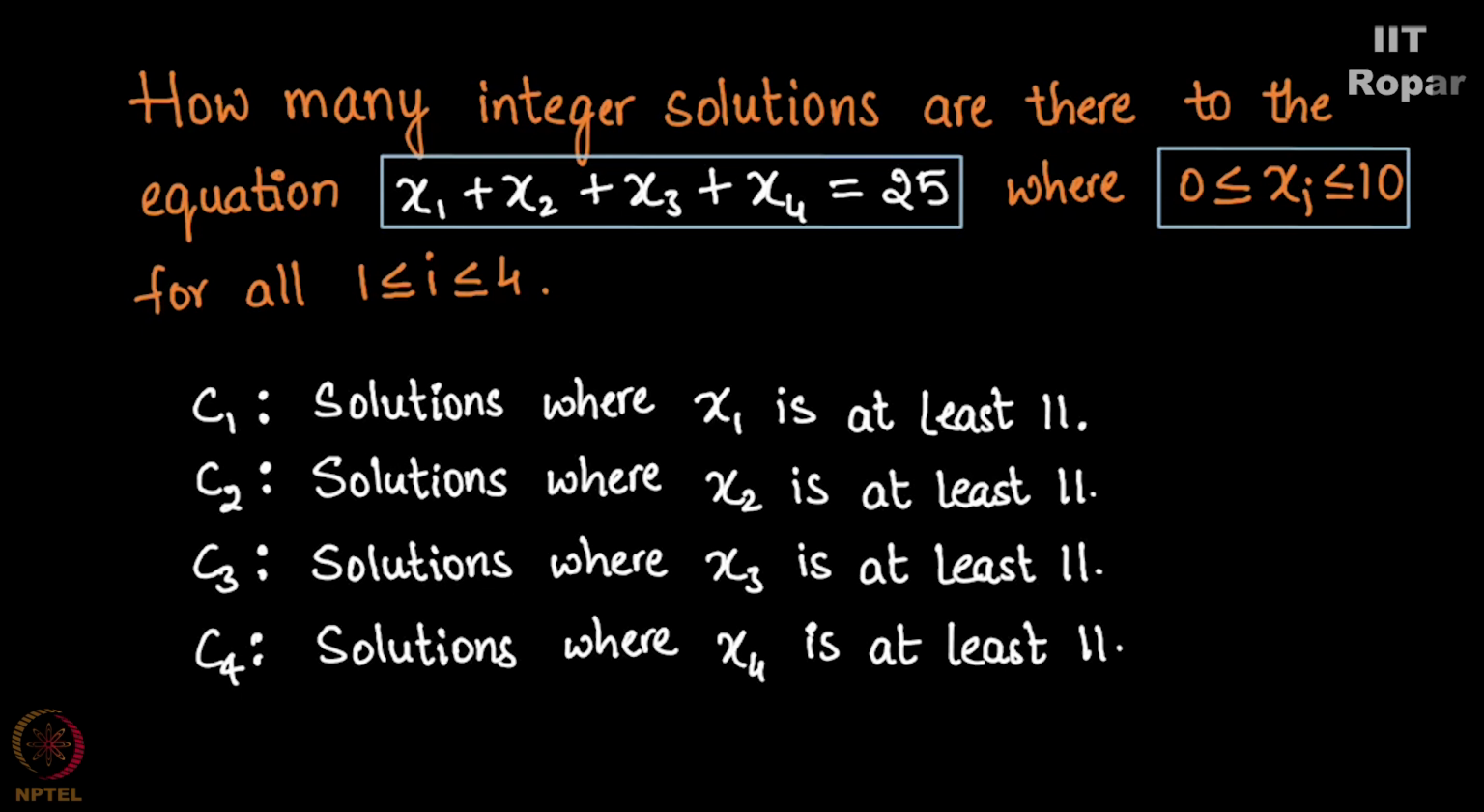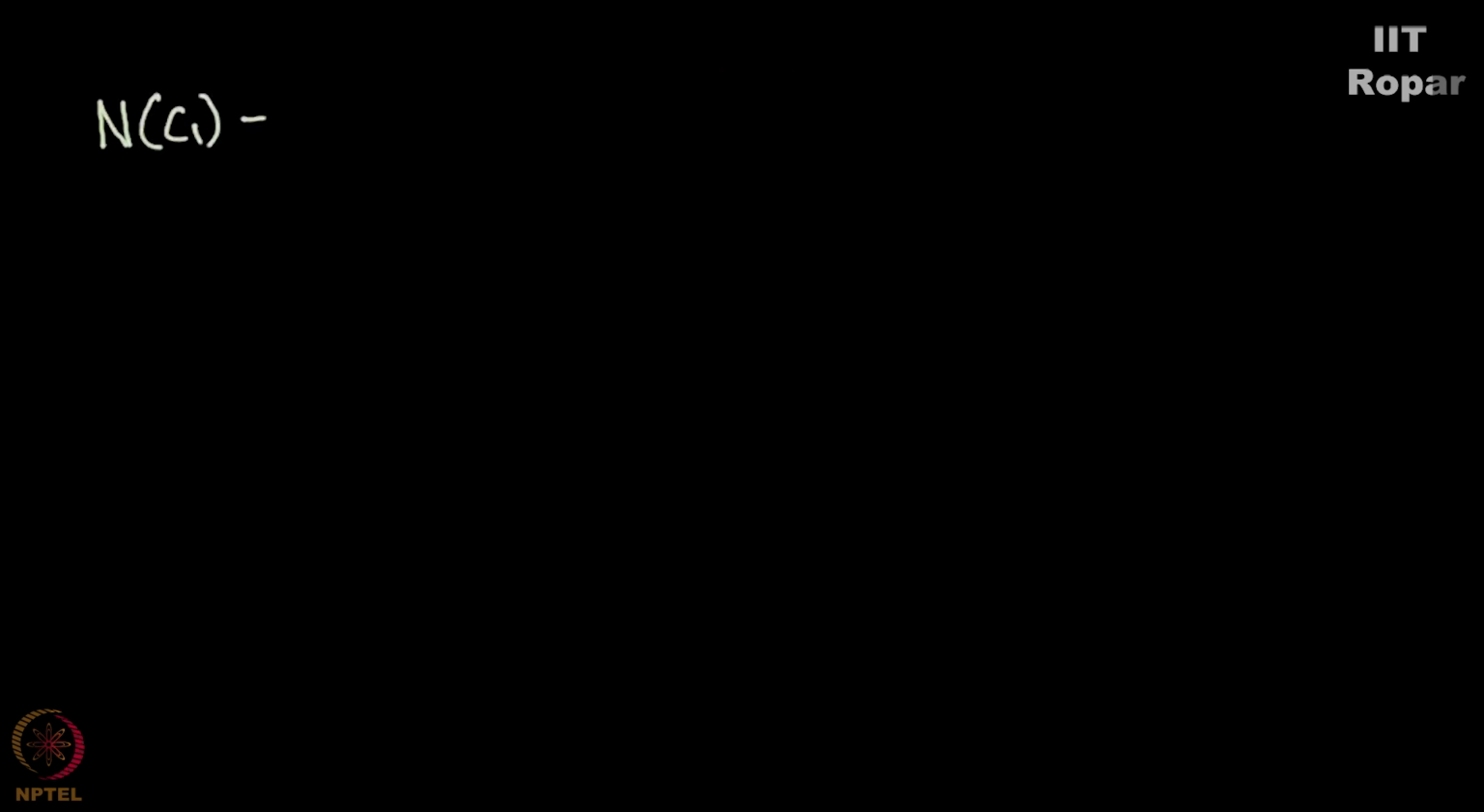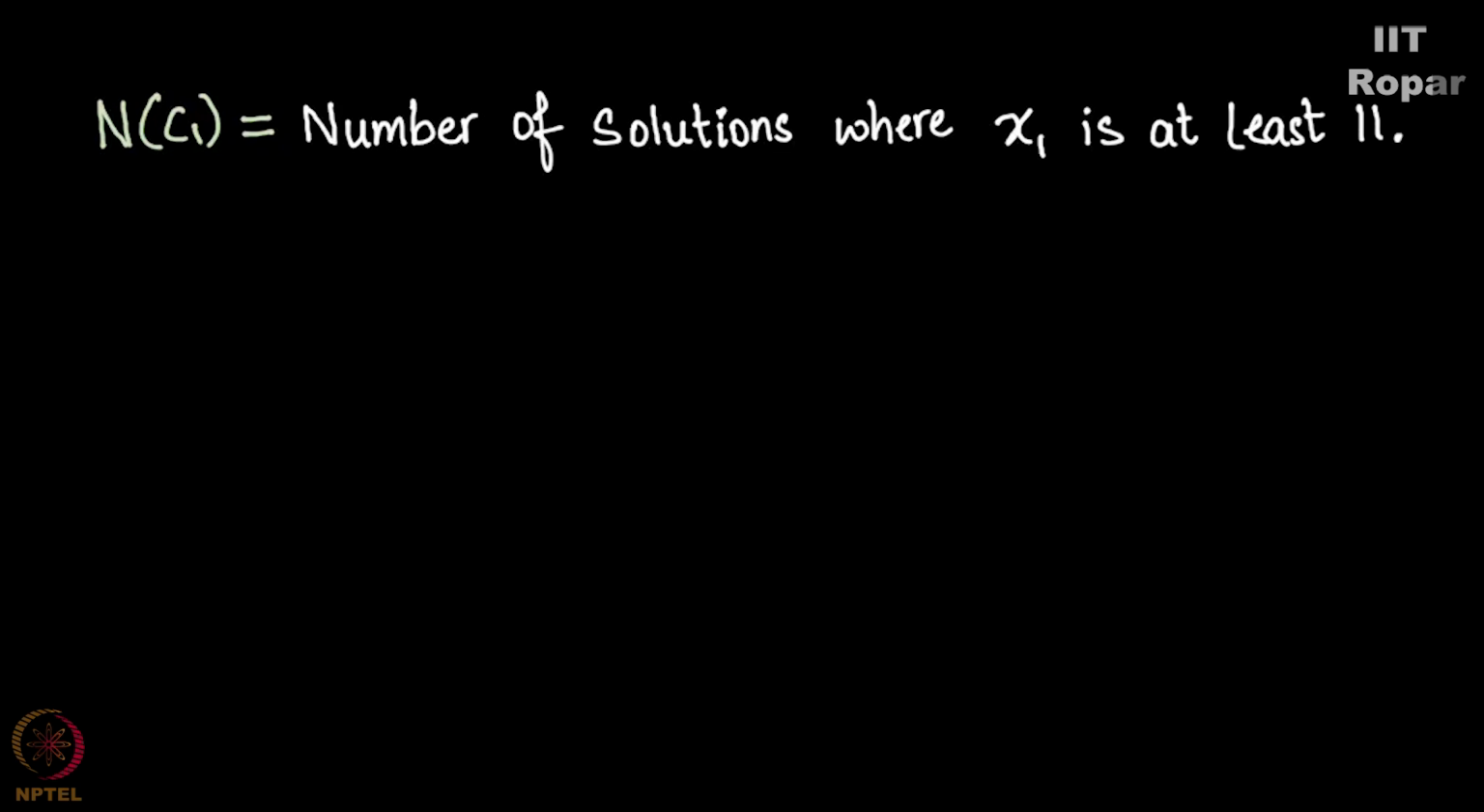And hence, since we want to calculate n of C1 bar, C2 bar, C3 bar, C4 bar, I am going to look at these Ci's. N of C1 states the number of solutions where x1 is at least 11. How many such solutions are possible? Let us see. Before going to n of C1, or n of C2 or n of C3 or n of C4, let me tell what are the total possible solutions.